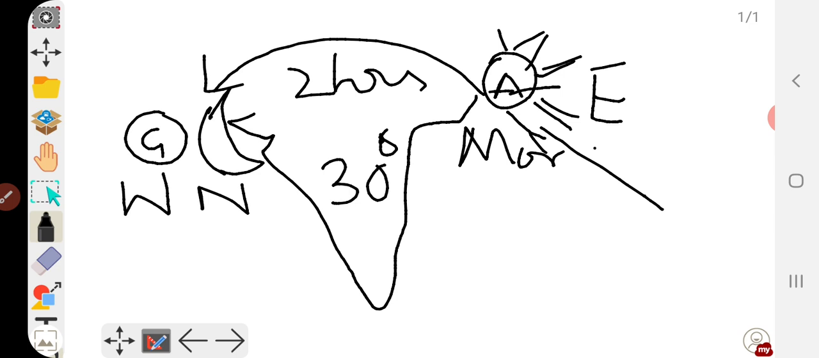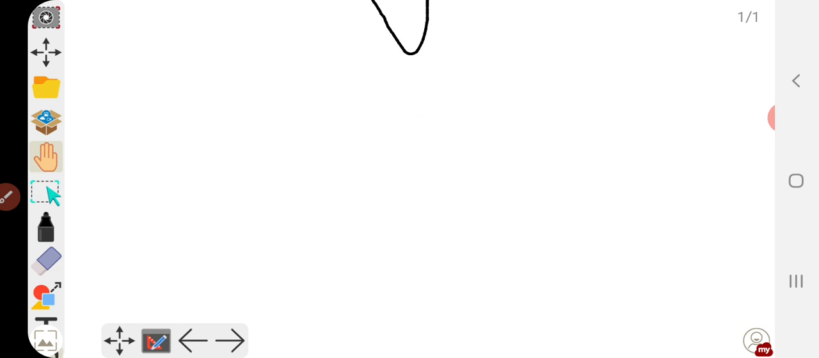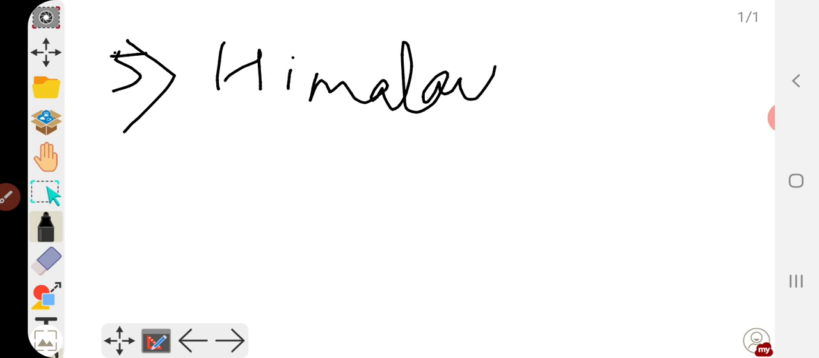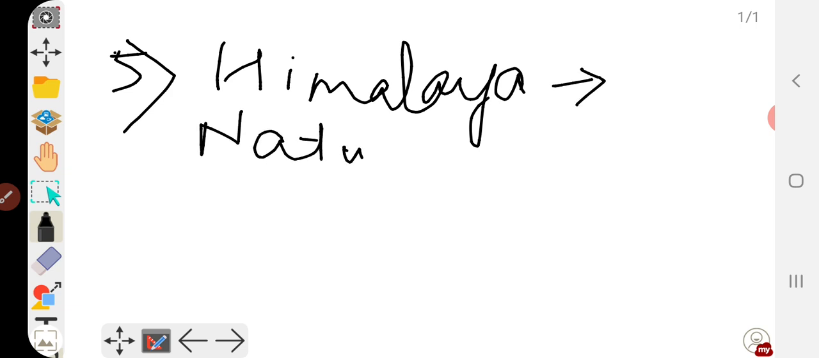Now, next, highlight any 3 significant points of the geographical location of India. Now, the geographical location of India means what do we have? In the northern part, this is question number 5, we are having the Himalaya. So, what is its importance? Geographically, it is basically a natural wall for our country.